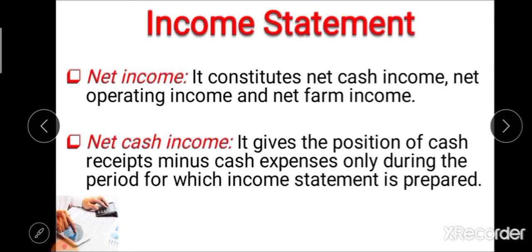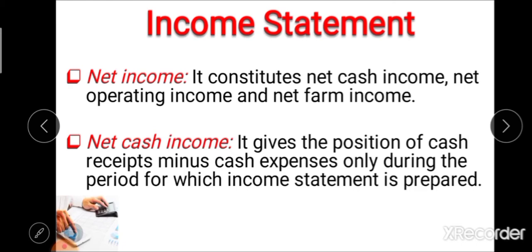So the net cash income gives the position of cash receipts minus cash expenses only during a period for which the income statement is prepared. This difference between receipts and cash expenses during the period of the income statement is known as net cash income.